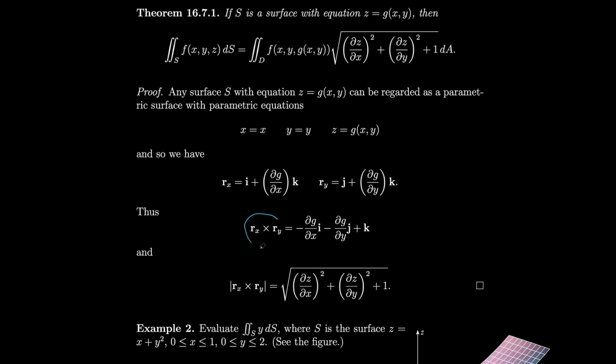And then our cross product becomes this when we take it. So that means the length of the cross product is this. It's pretty much the same formula we got when we were doing surface area. We're just applying it to surface integrals now.